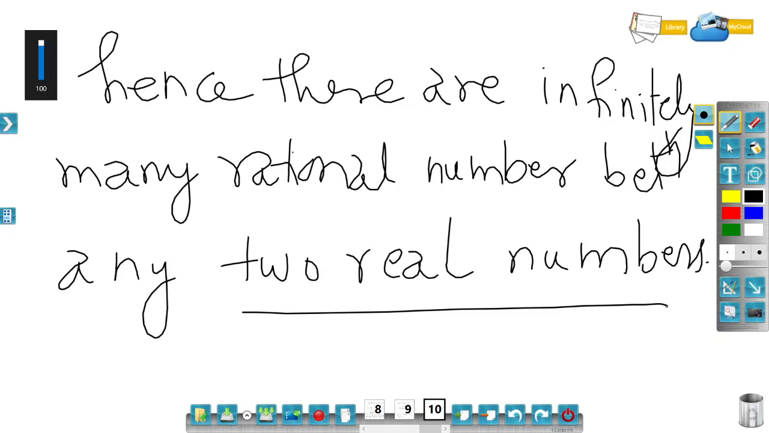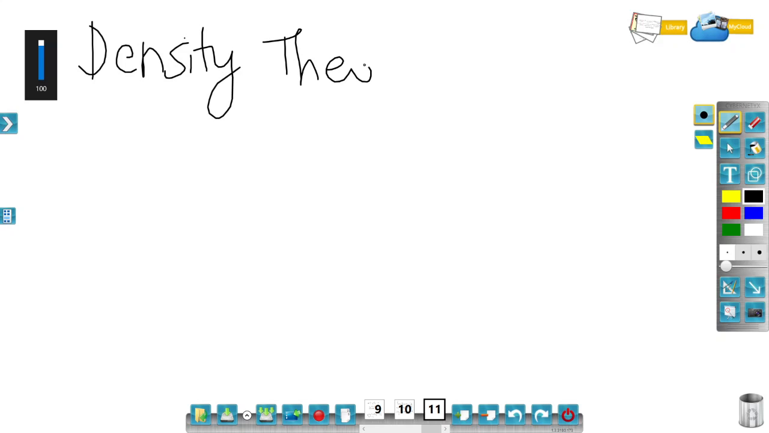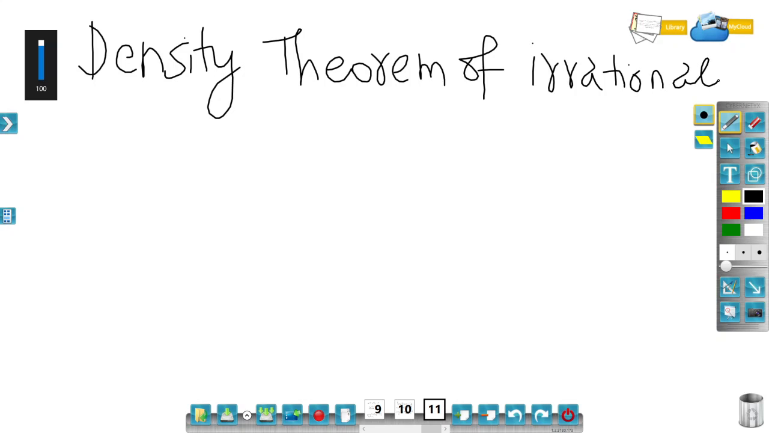Now since I have proved the density theorem of rational numbers, on the same line there is a density theorem of irrational numbers. So we can easily guess now what the statement is.